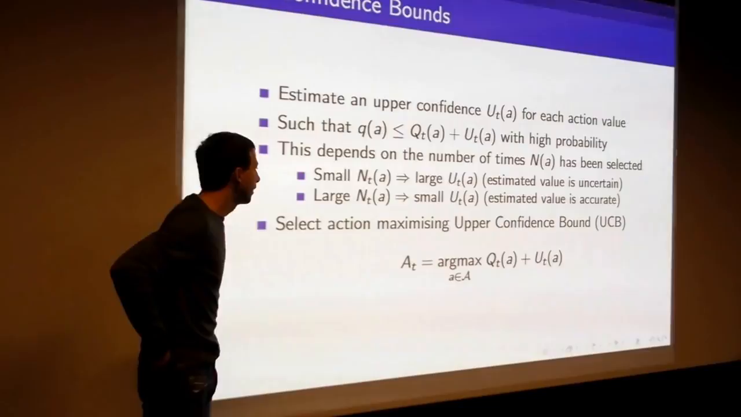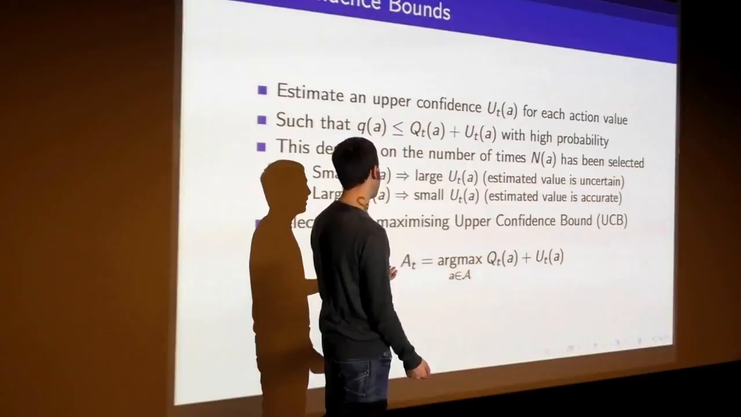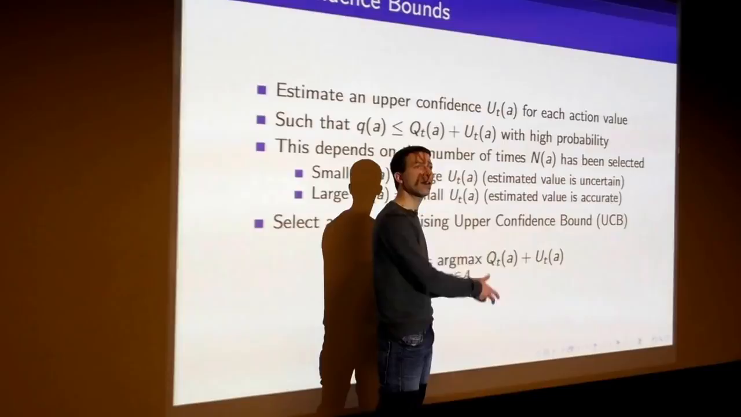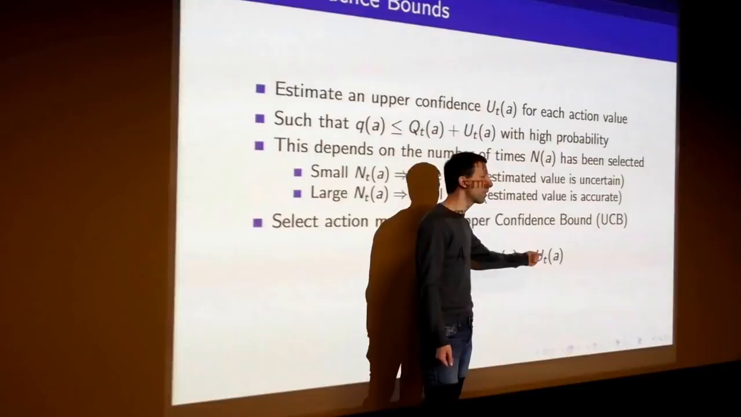And so the algorithm is really simple. We call this UCB. We select the action that maximizes the upper confidence bound. So instead of maximizing over Q, or instead of adding on some random thing, pick the action that maximizes Q plus this upper confidence value, U. Okay, is that clear?